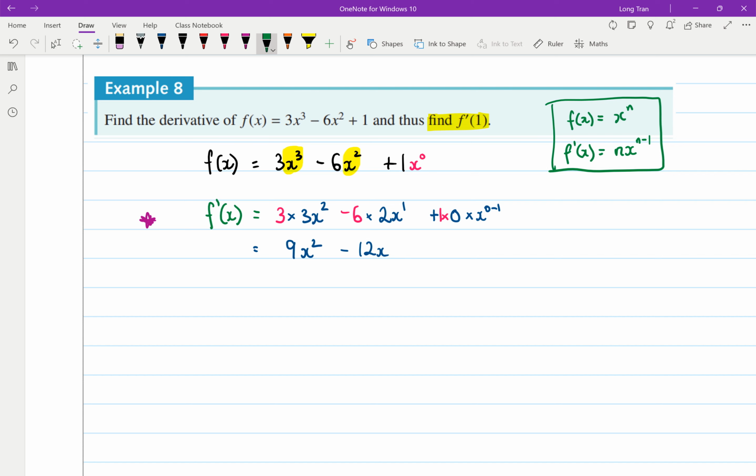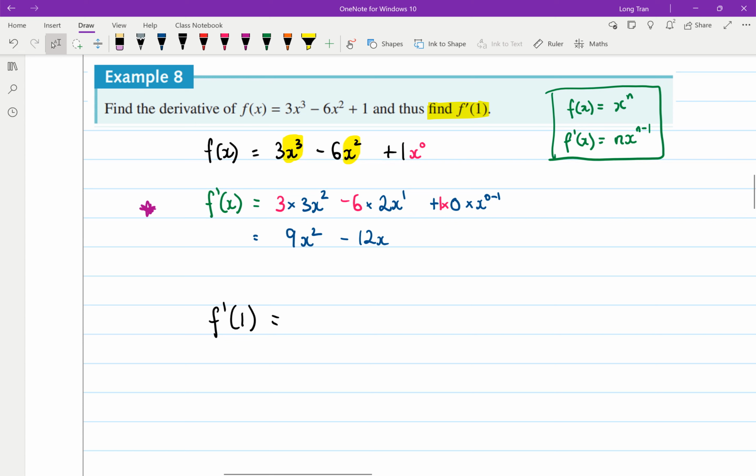Second question. They're asking you to find f dash of 1, and it's very good. Ollie's shown me that he can read a function notation.